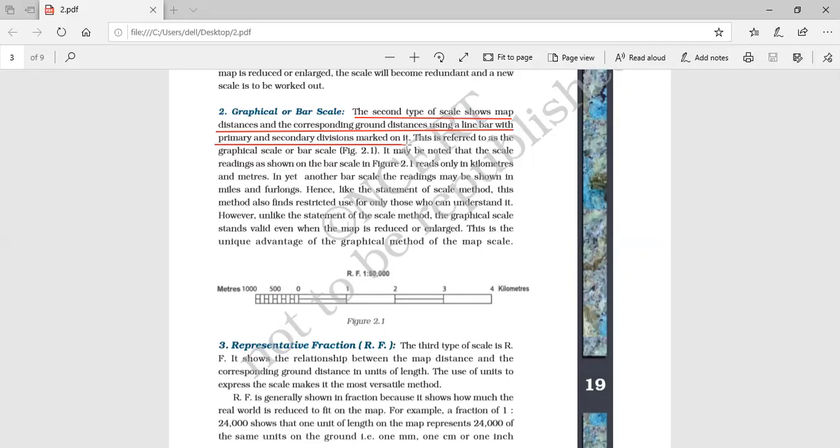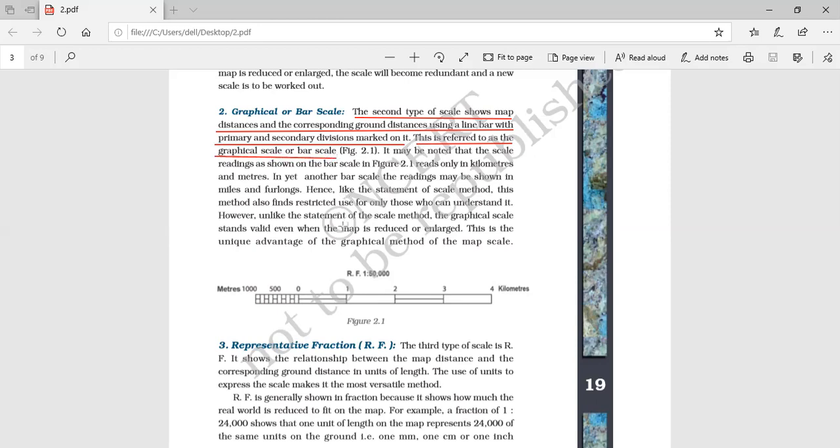It means, like we have discussed before, RF statement, RF scale, that is a representative fraction. There, both the sides, left hand side and right hand side, we used to keep the same unit. But here we divide the line into two groups. One is a primary division, one is secondary, and in primary division we show the major unit, and in secondary we show the minor unit. So it is referred to as the graphical scale or bar scale.